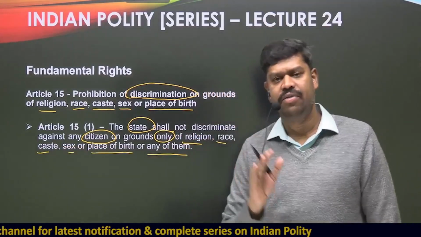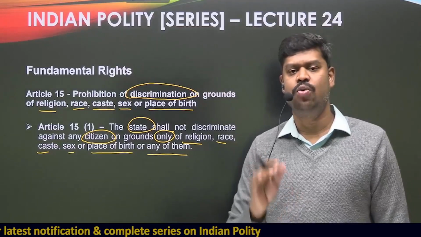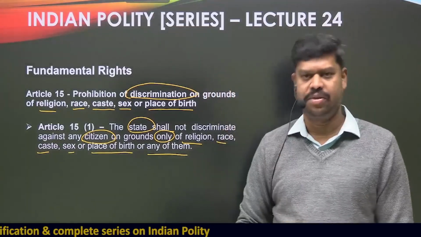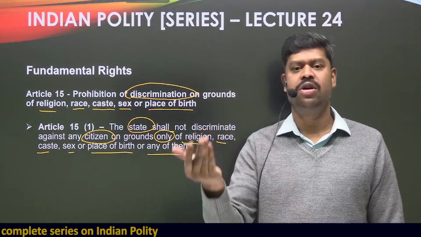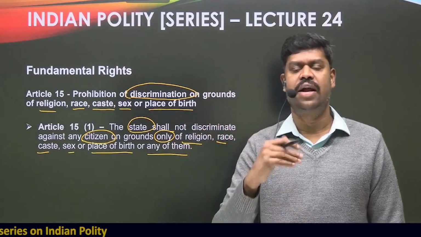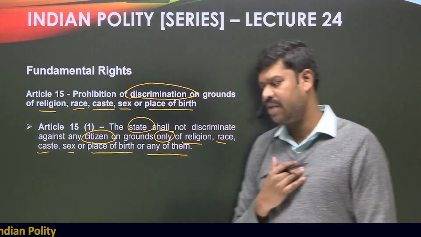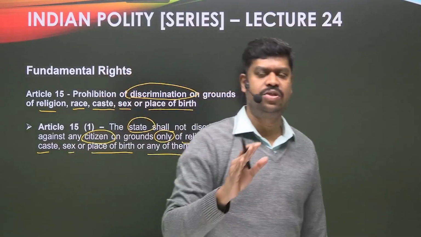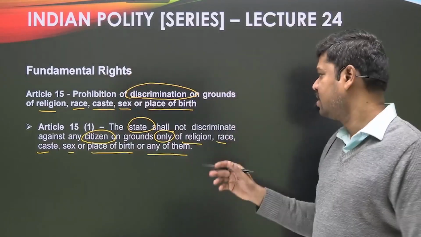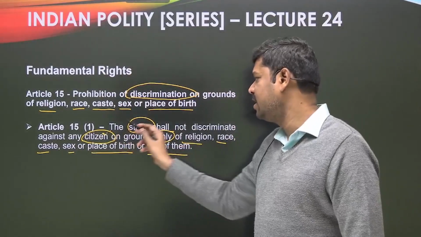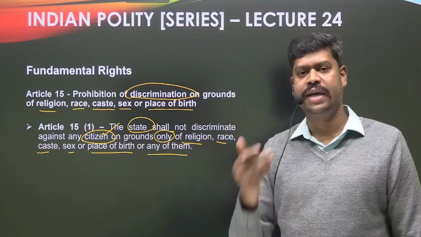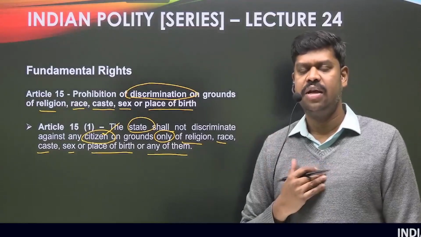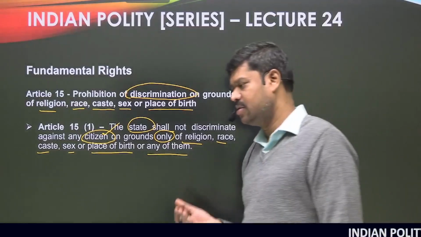That means Article 15 clause 1 is basically a right only against what? Only against the state. The state shall not discriminate. It is not a right against a private individual or a private entity, because the right is basically against the state. The state shall not discriminate against its citizen. That is what is very important. So who can exercise and enjoy these rights? The right shall be exercised only by the citizens.